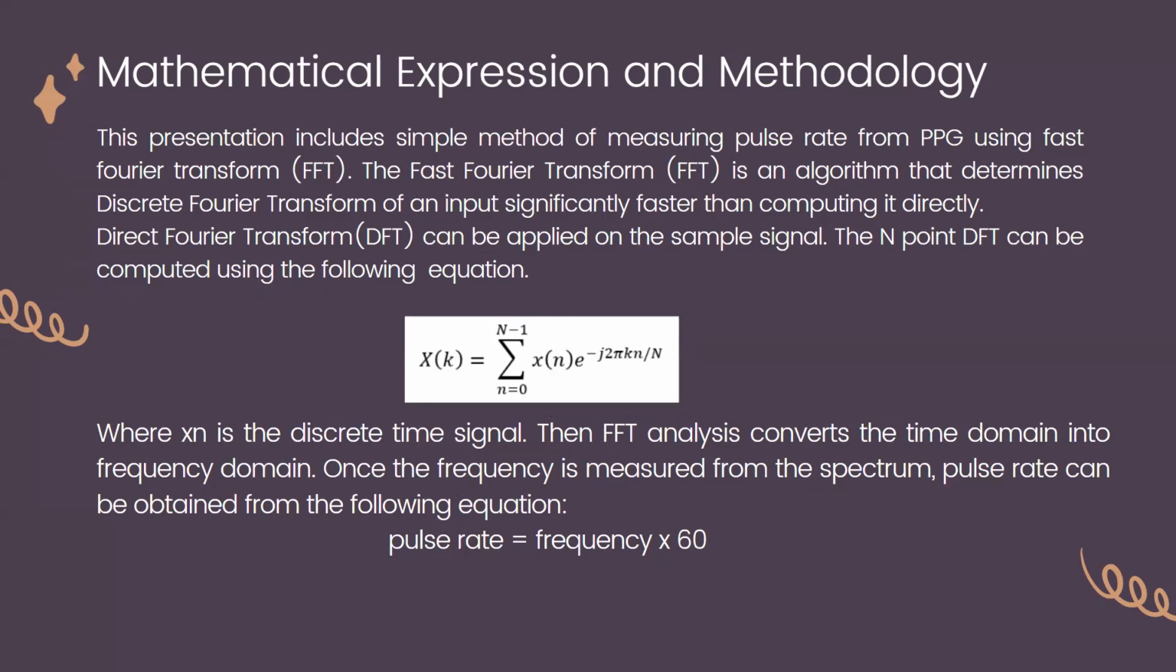The N-point DFT can be computed using the following equation, which is X of k equals sigma n equals 0 to N minus 1 x of n e to the power minus j 2 pi k n divided by N, where x of n is the discrete time signal and capital N is the length of the signal. Then FFT analysis converts the time domain into the frequency domain. Once the frequency is measured from the spectrum, pulse rate can be obtained from the following equation, which is pulse rate equals frequency times 60.